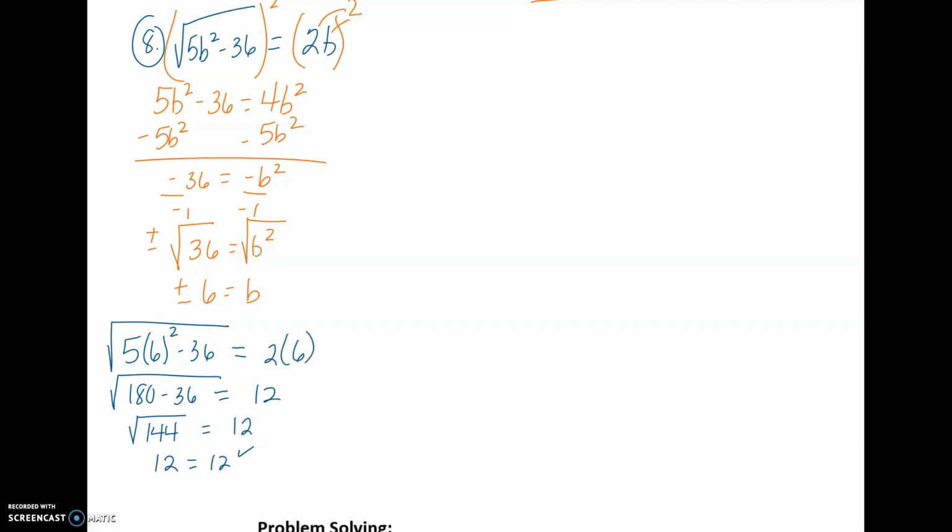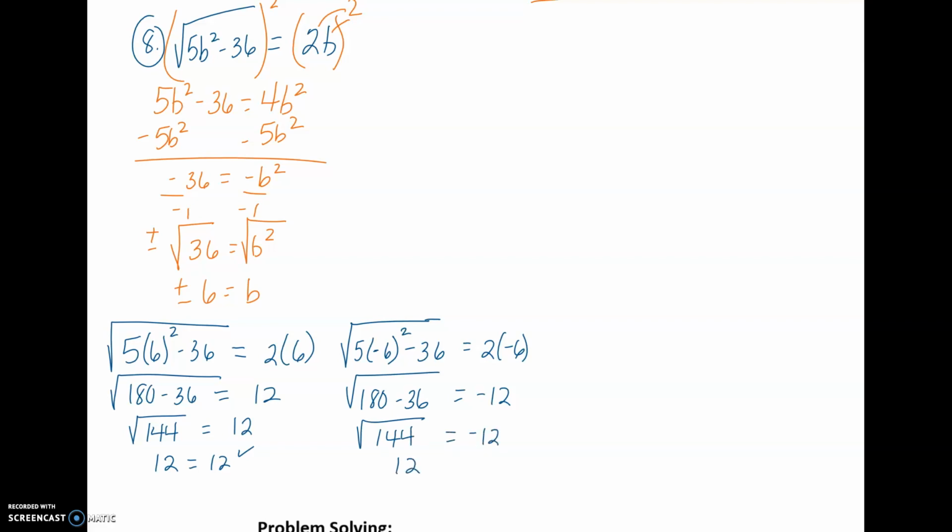Now let's try negative 6. So we put it back in, 5 times negative 6 squared minus 36 equals 2 times negative 6. Okay, when we square a negative, it's still a positive, so that gives us 36 times 5, which is 180 minus 36, equals 2 times negative 6, which is negative 12. When I take the square root of 144, it equals 12, and 12 does not equal negative 12, so our only solution here is b equals 6.